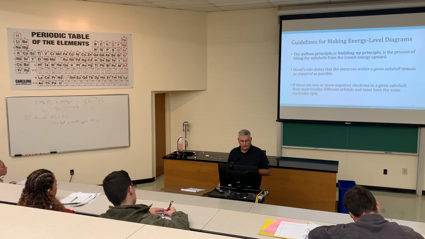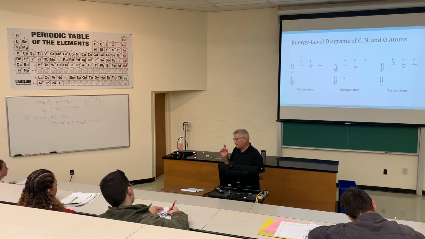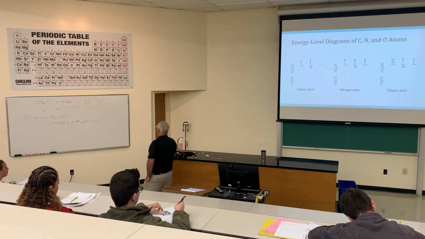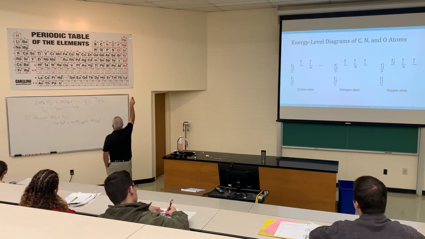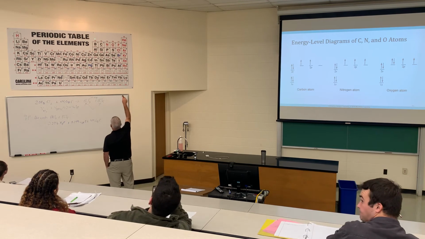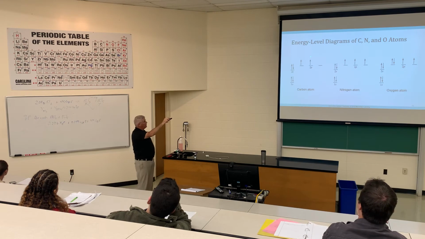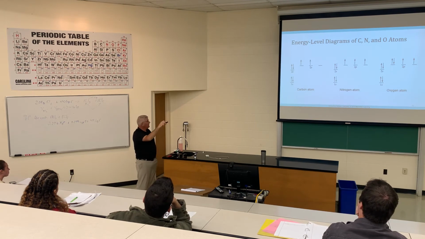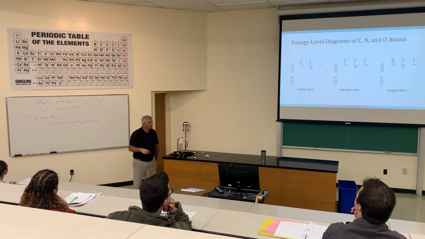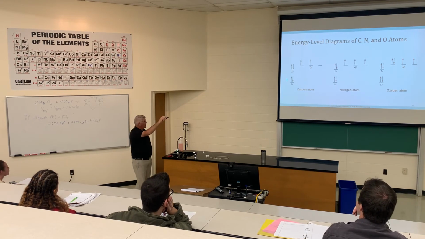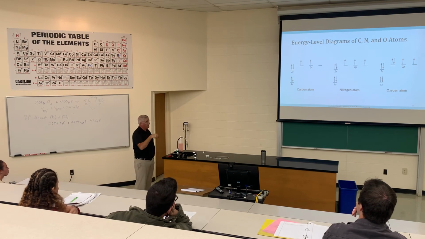So anyway, if there are 2 or more unpaired electrons in a given subshell, they may occupy different orbitals, but must have the same electronic spin. And so here I go. If I'm looking at carbon, then 1s is full, 2s is full, and then I put 1, 2 electrons in 2 separate p's, 1, 2. Okay, and so full, that looks higher energy. And notice the spins of the 2 electrons are in the same direction. Here, notice they're in opposite directions when they're paired.